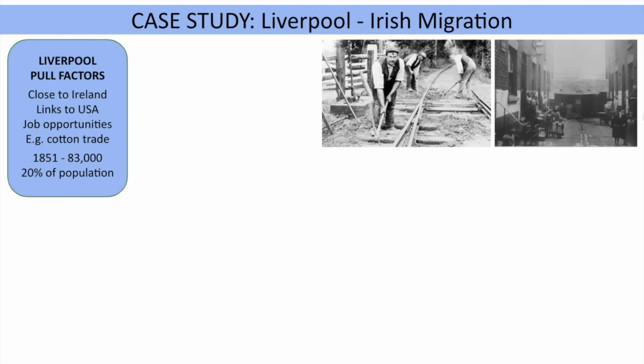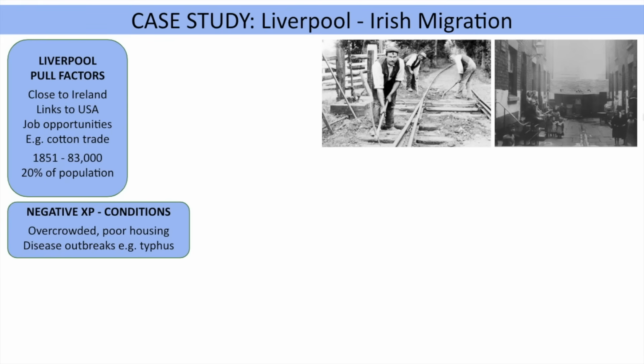It has a lot of international trade because it's a port city. It has a lot of cotton trading. So there are job opportunities there that they can't necessarily get in Ireland. So we see a huge amount of migration to the point where they become 20% of the population in Liverpool. We obviously especially see that migration in the late 1840s and 1850s after the potato famine hits Ireland.